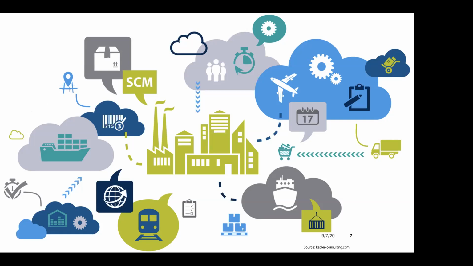We have the information gathering, which could be time, it could be quantities, it could be lots of stuff. And so there's all of these different elements that allow us to get, in this case, a product from raw material to the customer.